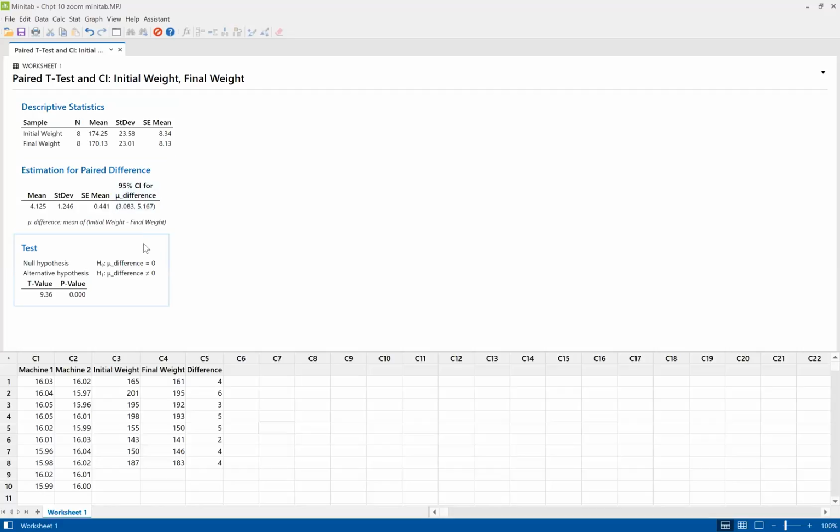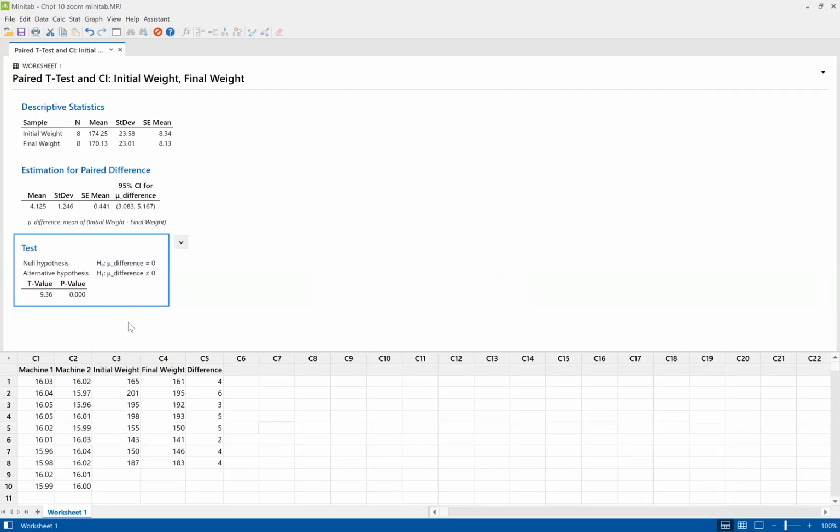Now, the test, again, null hypothesis, alternative hypothesis. The null hypothesis is that the difference between the means is equal to 0. Alternative hypothesis is that they're not equal to 0. Well, looky here. P-value is 0. That is less than 0.05. So what does that mean? It means that I'm going to reject the null hypothesis. I'm rejecting the null hypothesis. I'm saying that there is a difference.